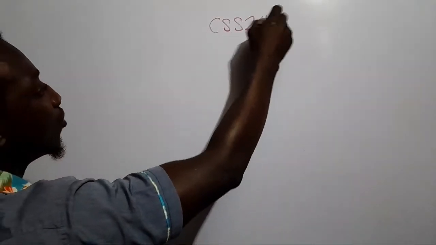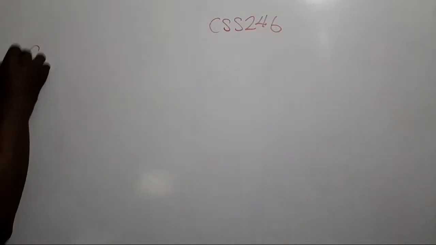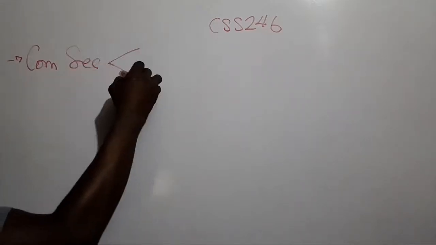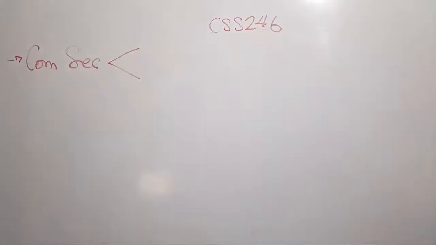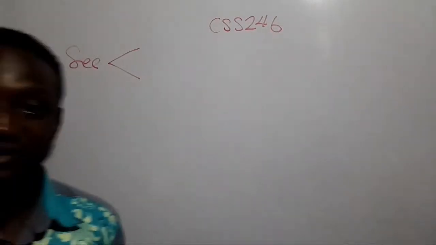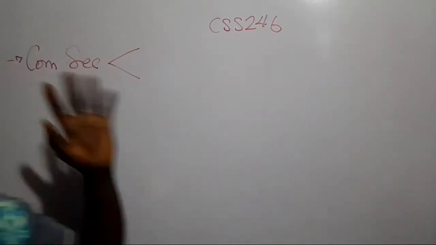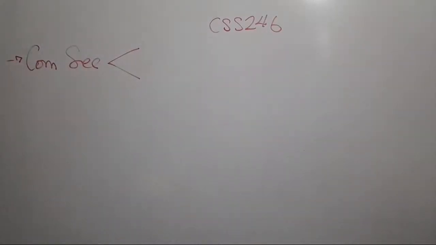So we have CSS246, and this is the course that I've been talking about security all along. And today we are going to be talking about computer security. Now, when we say computer security, don't forget this is a machine, an electronic machine. Security itself, it's an act. Like we made mention several times, it's not a one-man business, it's everybody's business. Can we all hear me?